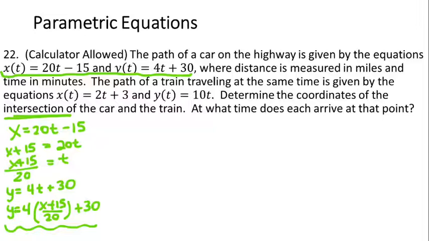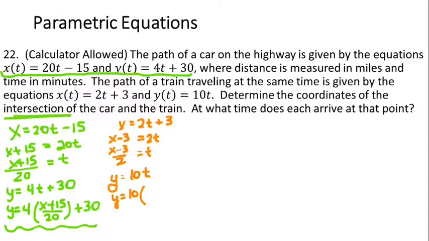Now I'm going to do the same thing for the train. For the train, we have x is equal to 2t plus 3. So 2t is equal to x minus 3, and t equals (x minus 3) over 2. And now I'm going to substitute that into the y equation. Y is equal to 10t, so y equals 10 times (x minus 3) over 2. And again, no need to simplify. We can type it into the calculator and graph it in that form.